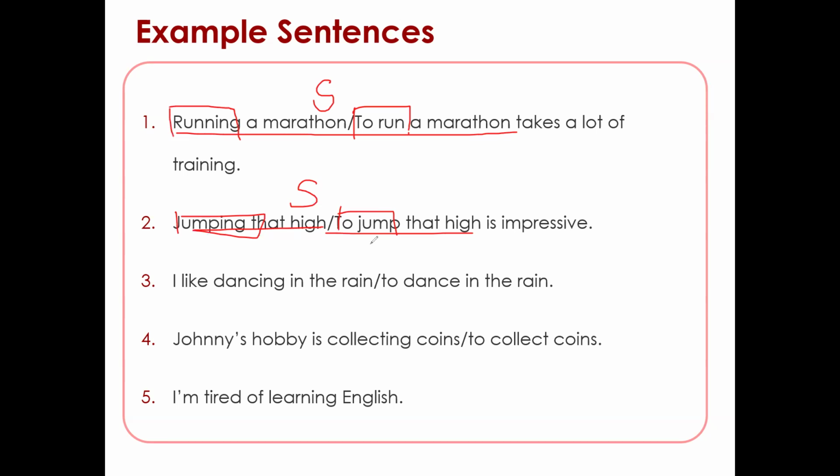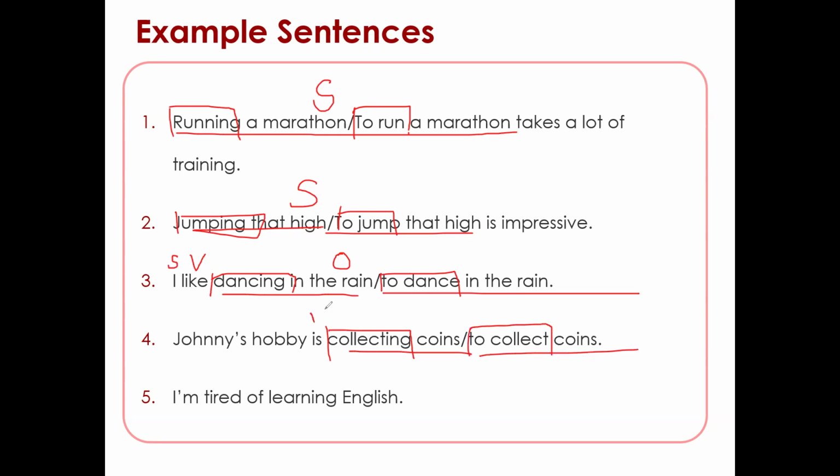Or you can say for number 3, I like dancing in the rain, gerund phrase, or I like to dance in the rain. So both of these phrases are functioning as the object of the verb like. So they are also interchangeable. And for number 4, Johnny's hobby is collecting coins, or it is to collect coins. So here they are following the be verb, and that means they're both functioning as the predicate noun.